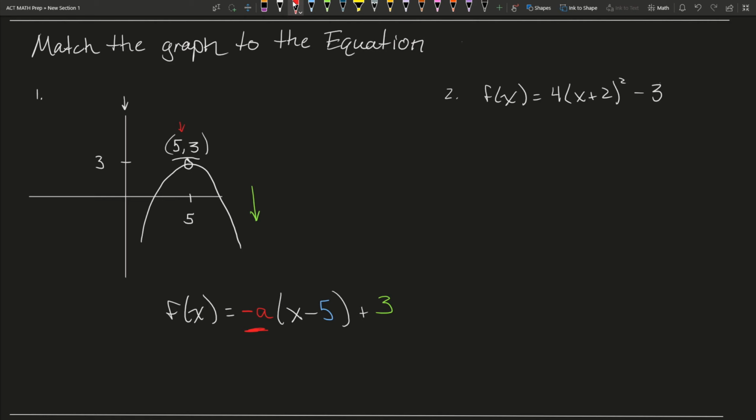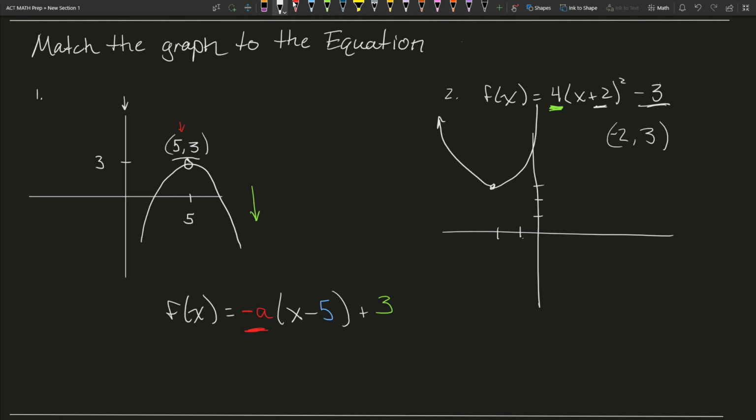For the second problem, we would want to match this equation with the graph. If we just start drawing a graph, the first thing we should get is the vertex. The vertex will be the opposite of what's inside, so negative 2, and then exactly what's outside, so positive 3. So the first thing we would do is plot our point, (negative 2, positive 3). And then from there, the last thing we need is the sign of this number right here. Because that's positive, it will open up, and that'll be our graph.